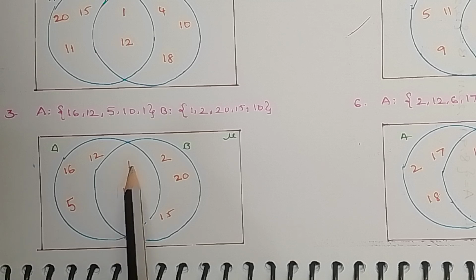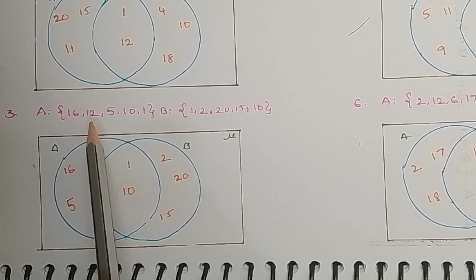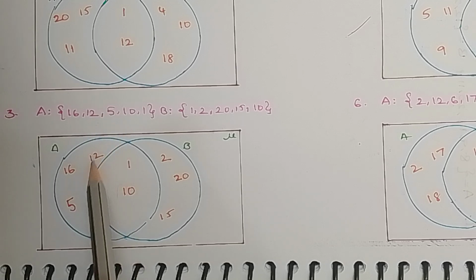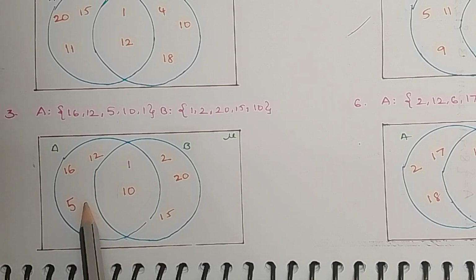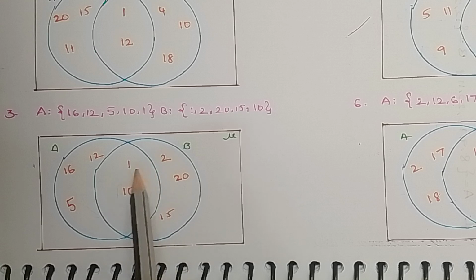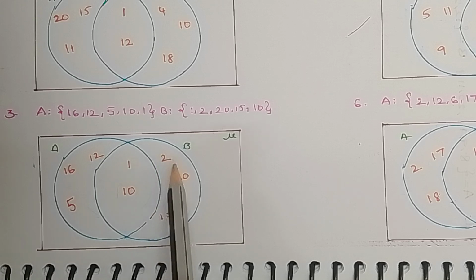What are the elements left out in set A other than 1 and 10? 16, 12, 5. That we write in this region. This is called the only A region, and this total we call the A region. What are the elements left out in set B other than 1 and 10? 2 is left out, 20 is left out, 15 is left out. That we write in this part.